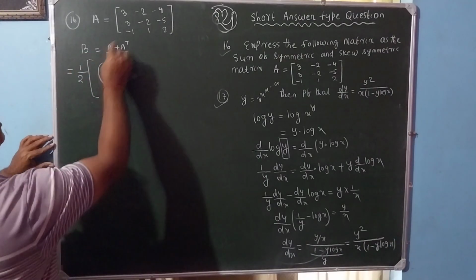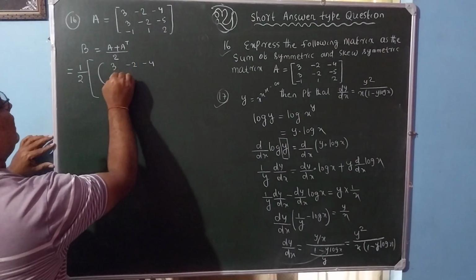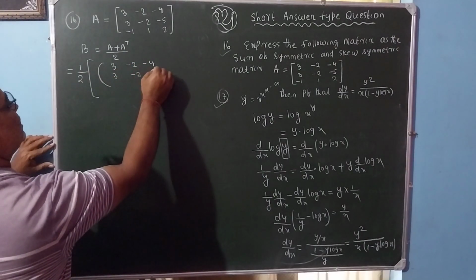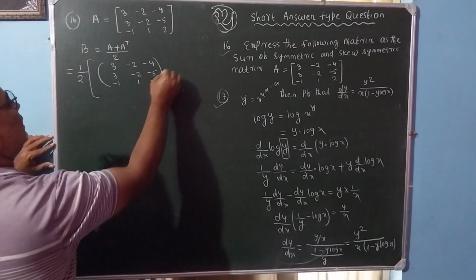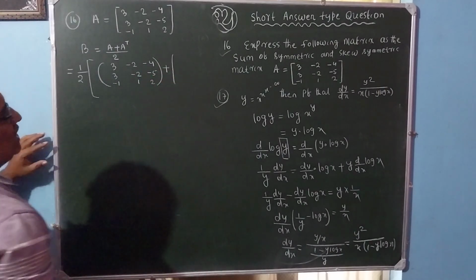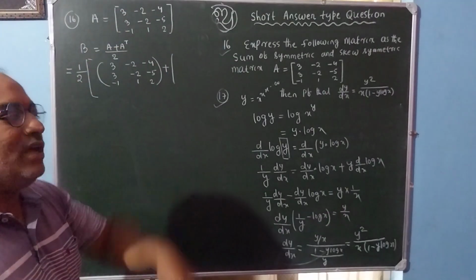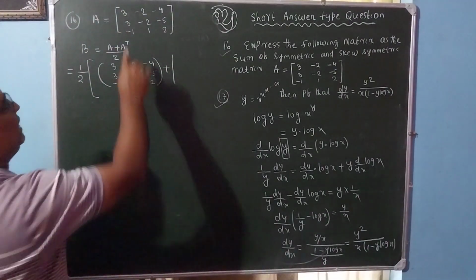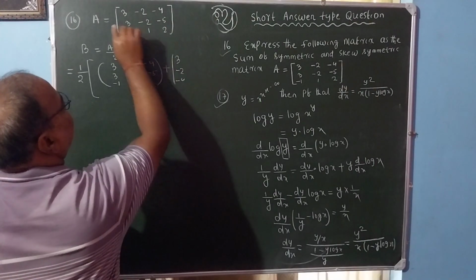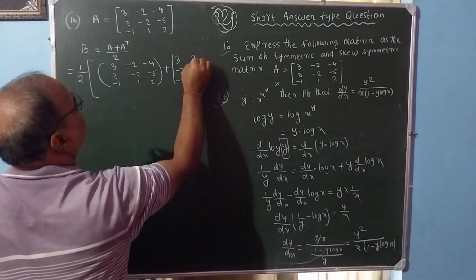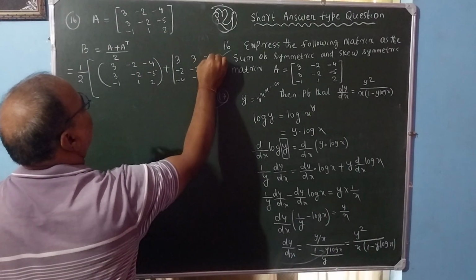So write down A: 3, minus 2, minus 4; 3, minus 2, minus 5; minus 1, 1, 2. Then its transpose. Transpose means rows are changed into columns and columns are changed into rows correspondingly. The first row will be the first column, the second row will be the second column, the third row will be the third column.